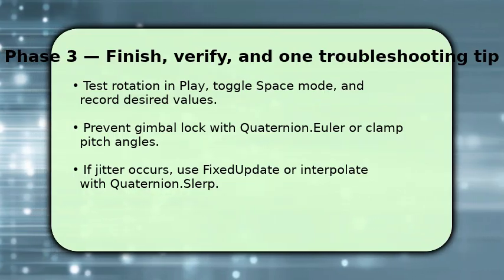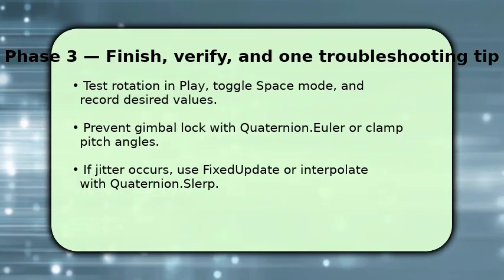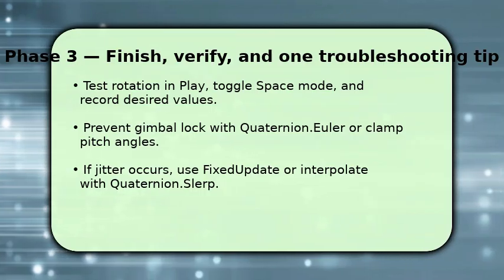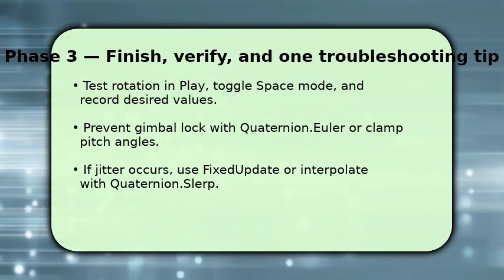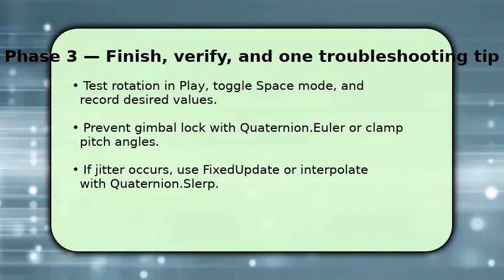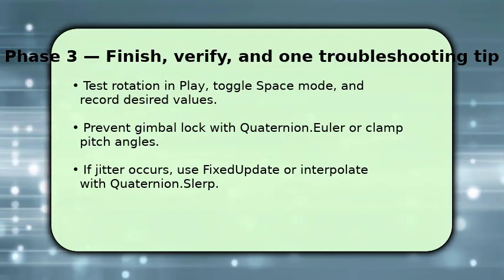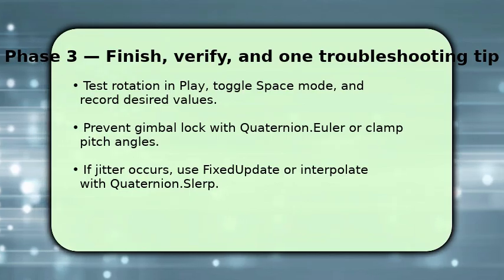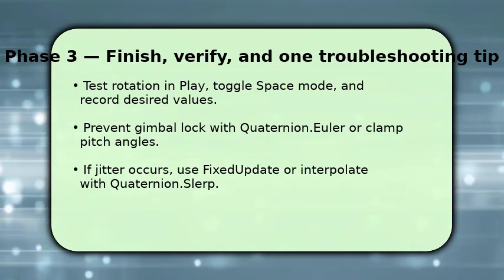Once done, test and play across frame rates. If jitter appears, switch to applying rotation in FixedUpdate or interpolate with Quaternion.Slerp for smoothness. If rotation feels too slow, increase speed or sensitivity. If it feels too fast, lower them. Iterate until the control feels right.